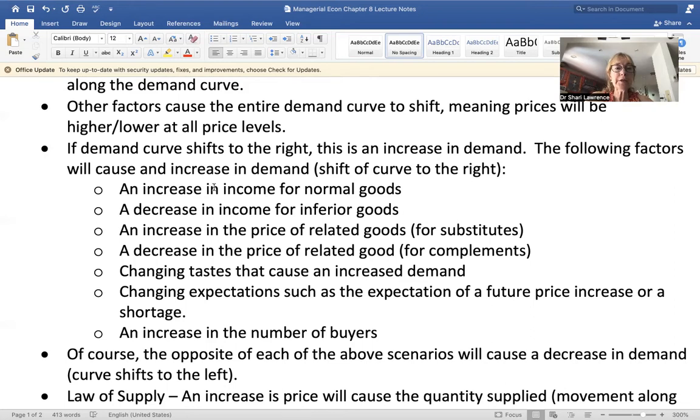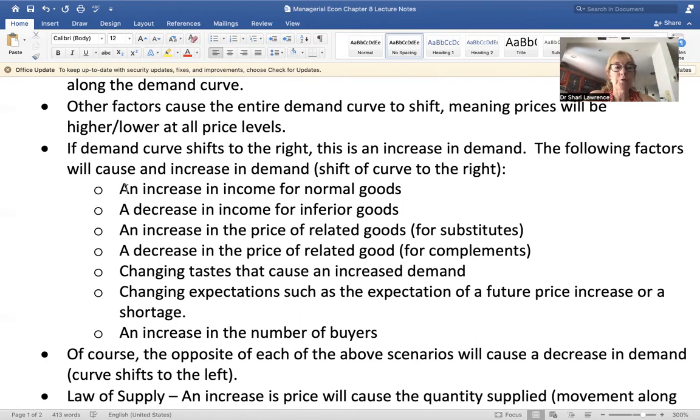Okay, an increase in income for normal goods. If our income increases, we're going to buy more of basically everything. That's a normal good. And a normal good is a good that you buy more of when your income goes up. So that's pretty much everything, except for a few things which I'll explain down here.